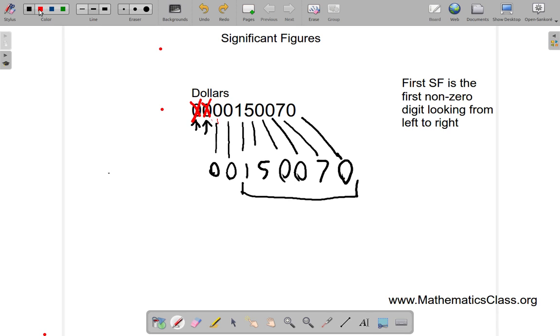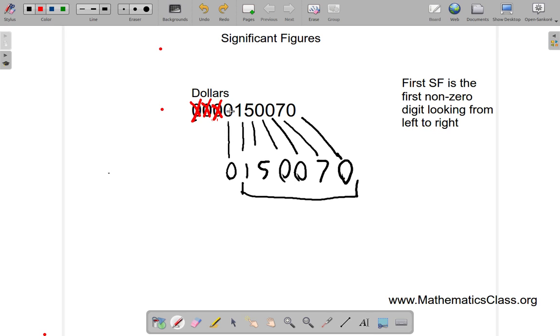Suppose we get rid of that 0. We print without using it. So therefore, we erase this. Now, is your money still $150,070? Let's see. Right, it still is. So these 3 zeros are not significant. Each of them is not significant.